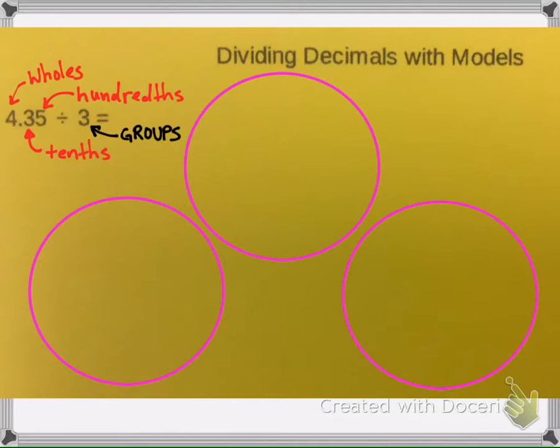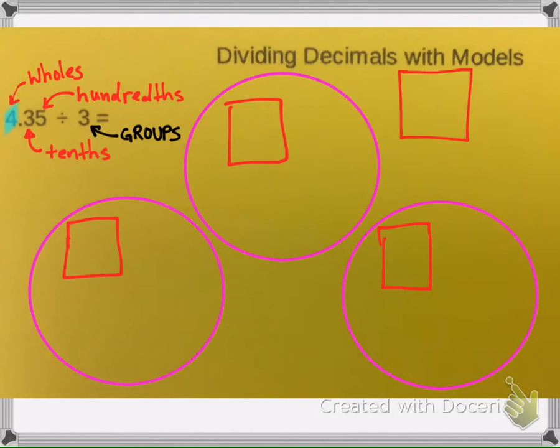So we're going to start off by doing 3 big groups with nothing in them. And we're going to start placing those wholes, tenths, and then the hundredths accordingly in that order into our groups. Okay, so the very first thing that I see is that I have four wholes. That means that I can put one whole in each group just like that. So you can draw a big box like that.